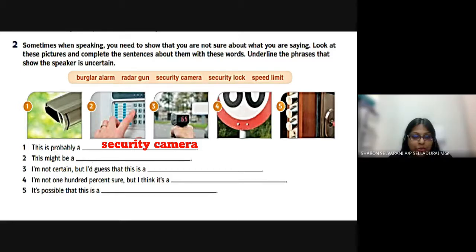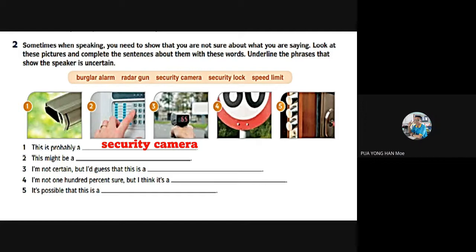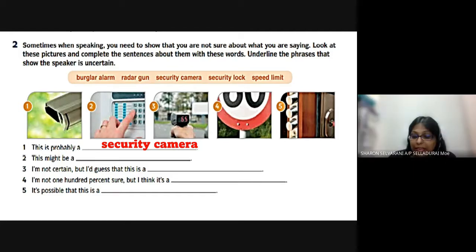Are you sure? Okay, what is it? So which answer now? I've got two answers here. Is it a burglar alarm, radar gun, security camera, security lock, or speed limit? Burglar alarm. Okay, let's check. All right, it is a burglar alarm.